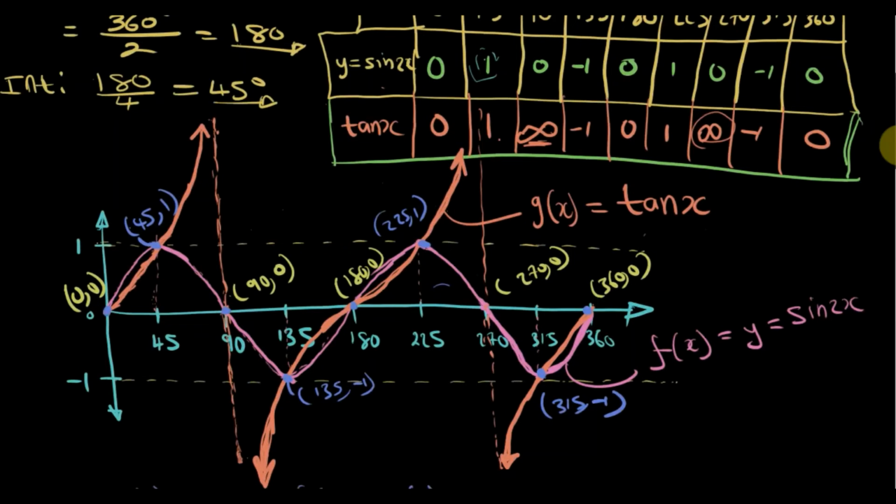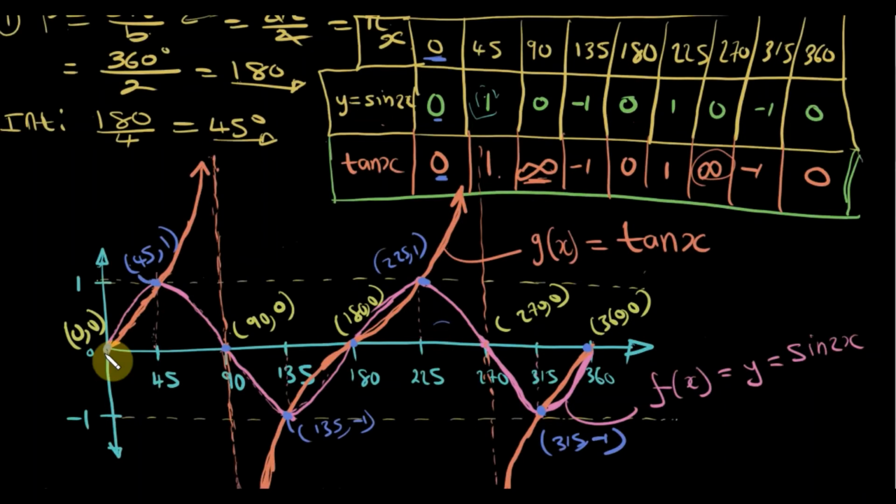At point 0, when x is 0, g of x gives us 0. You can call that point A. And then also at 45, we can call that point B.